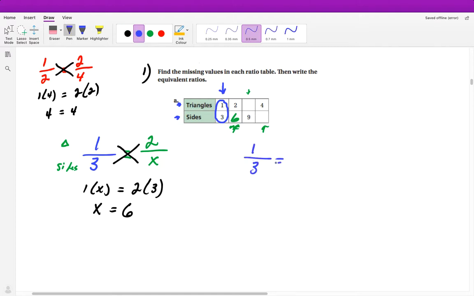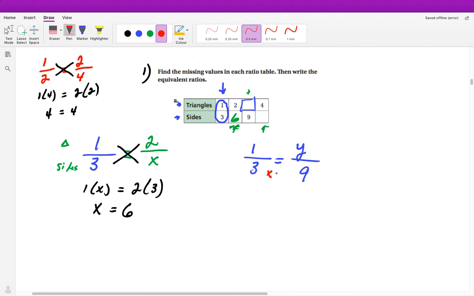So 1/3 is equal to, well, I don't know this number here, so I'm going to use a different variable. Don't use x because we've already used it. Y/9, right? And then you can solve this using any way that you want, that we've learned already this chapter. And that's because we have learned different ways to complete these ratios.